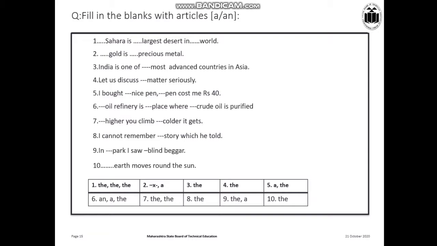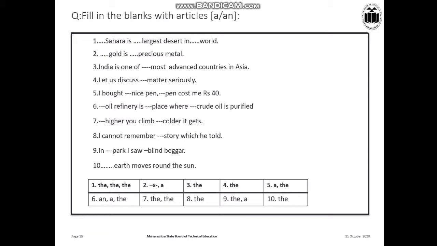Let us discuss the matter very seriously. The matter means we all know what that matter is. So it is a previously known matter. Hence we have to use the here. I bought a nice pen and the pen cost me rupees 40. Initially it is like any pen, a generalized statement. But later on I'm saying something specific about that pen. Hence I'm using the definite article the. I bought a nice pen. The pen costs me 40 rupees.